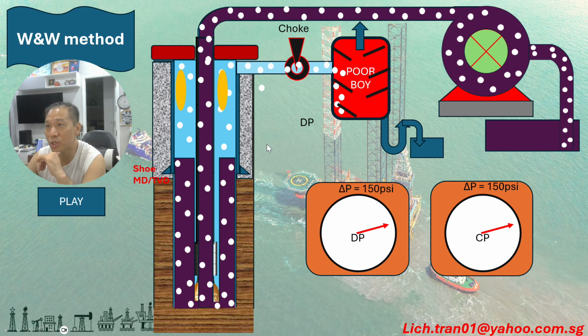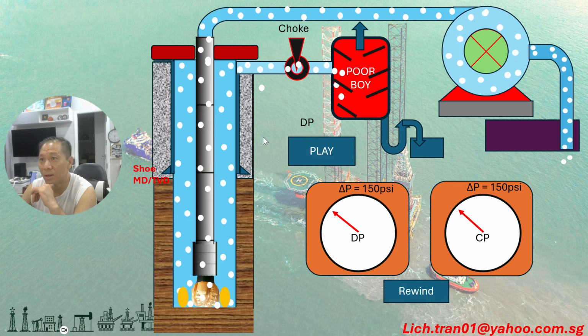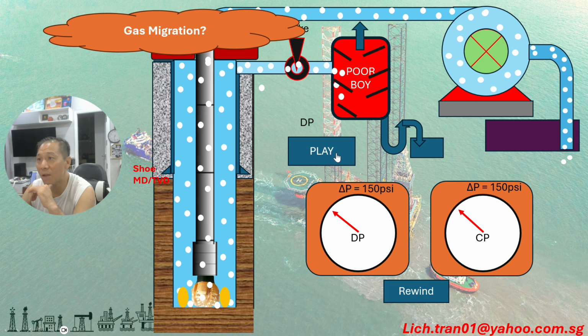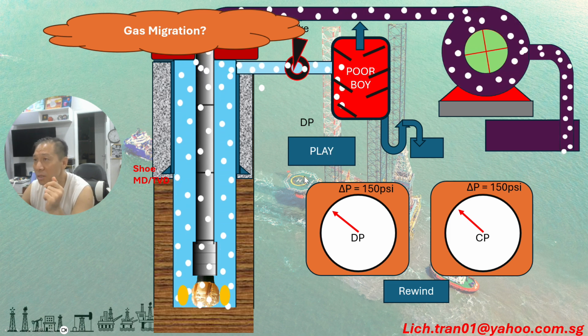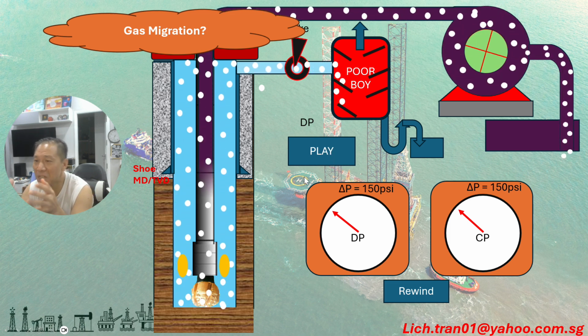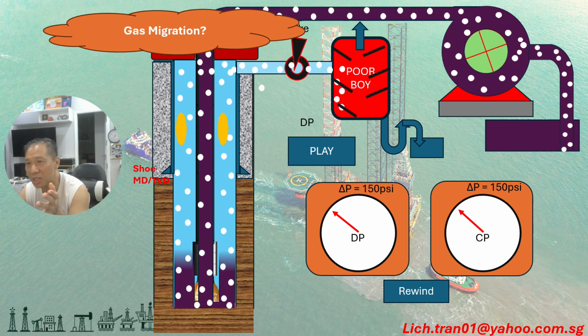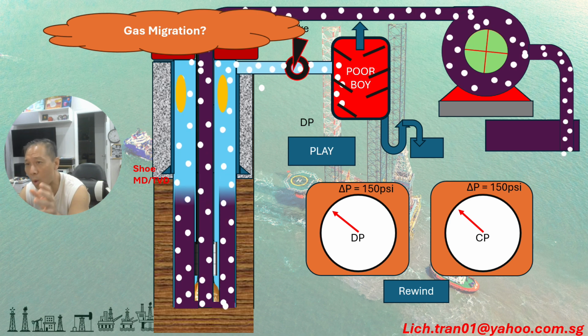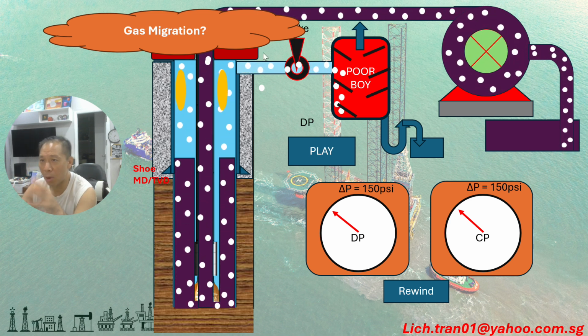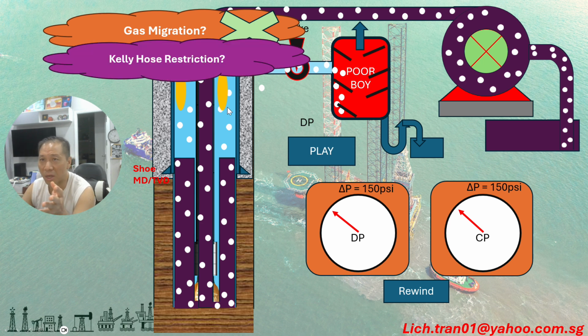So what can cause it here then? Does it look like you are having a gas migration? Okay, gas migration, you have the same increment in casing pressure gauge and drill pipe pressure gauge, but in this case, it's not. You want to know why? Drop me a question, I'll pop you the answer, okay? So definitely not gas migration in this case. Is it a problem with Kelly hose restriction? No, it's not, all right?